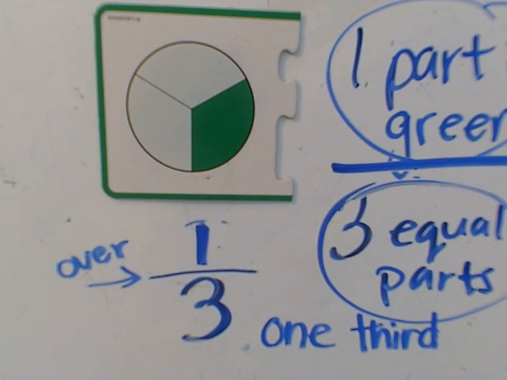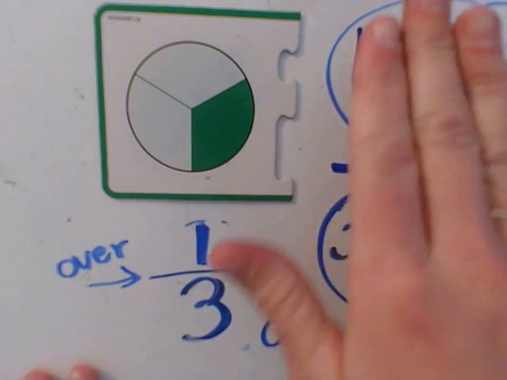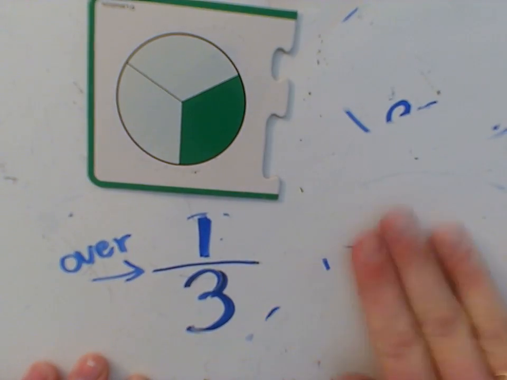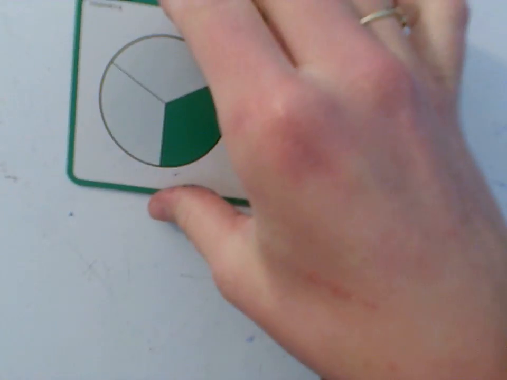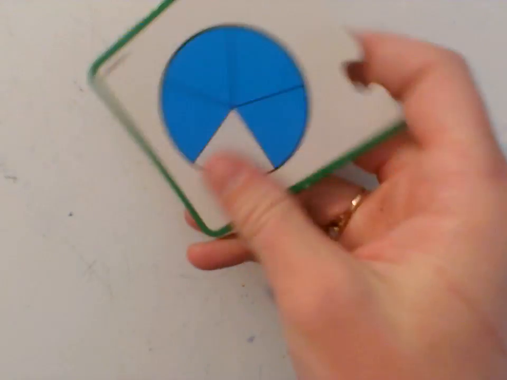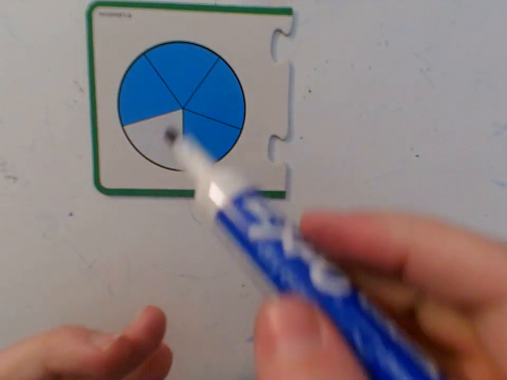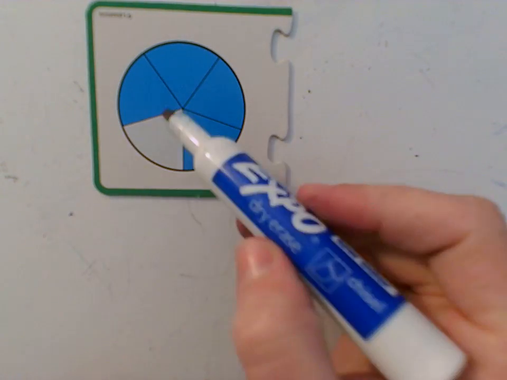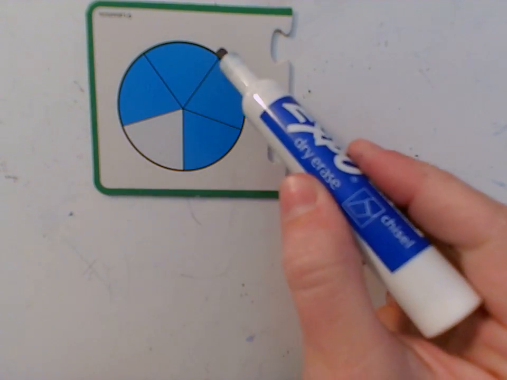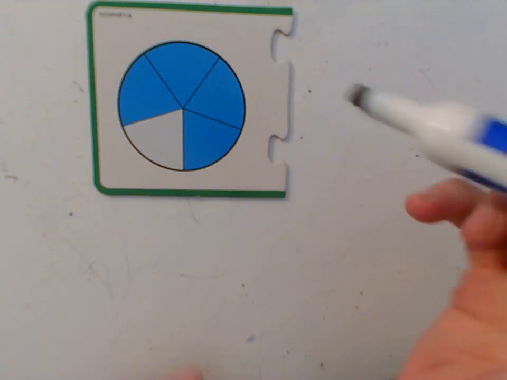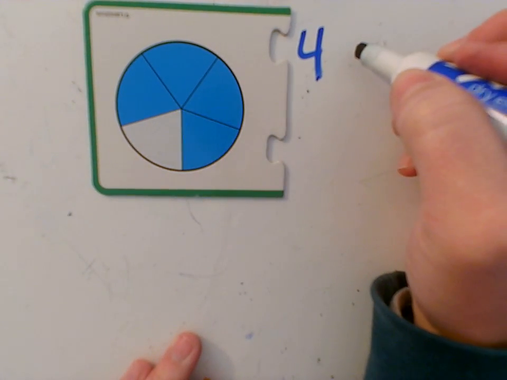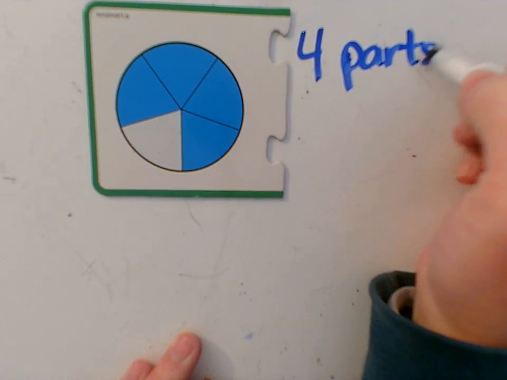Okay, so let's continue practicing so you can get the hang of this. All right, so let's get to this circle. So what's our first step? We need to identify how many parts are blue in this case. I see 1, 2, 3, 4. So 4 parts are blue.